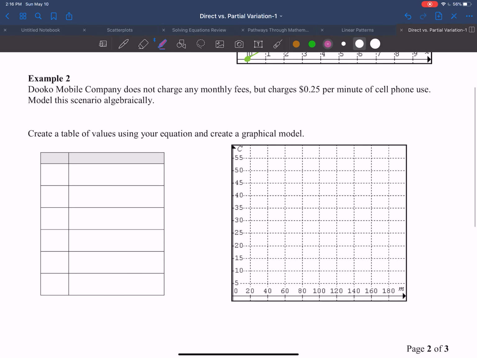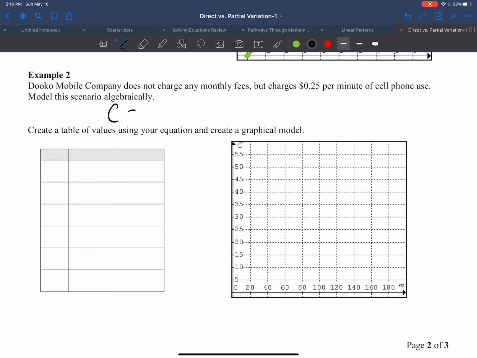Duca Mobile Company does not charge any monthly fees, but charges 25 cents per minute of cell phone use. So model this scenario algebraically. The cost is 25 cents per minute, which is your rate of change, and there's no initial value. If you don't use your phone, it doesn't cost you anything. So this will be our number of minutes, and this is C, and our equation is C equals 0.25m.